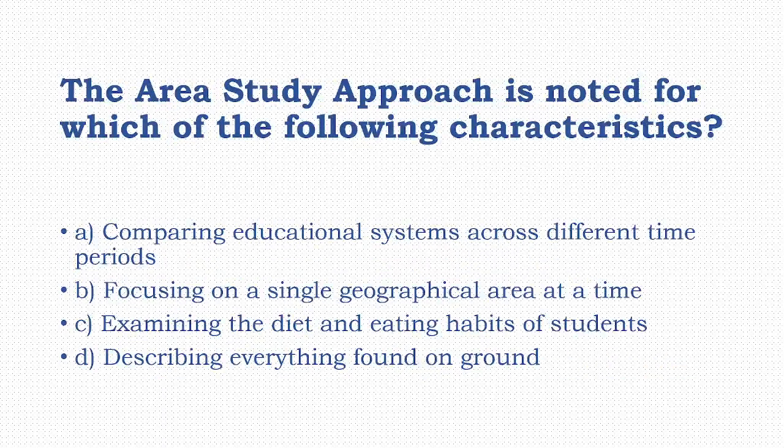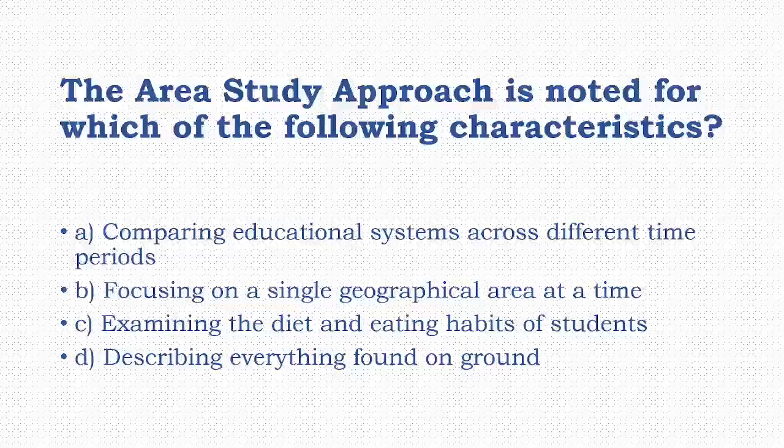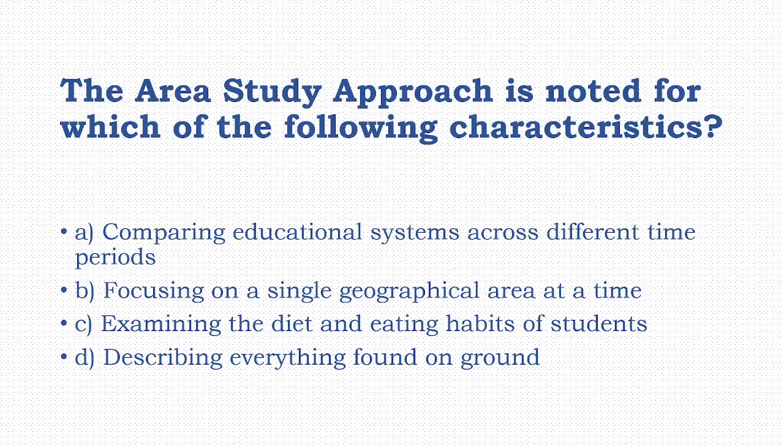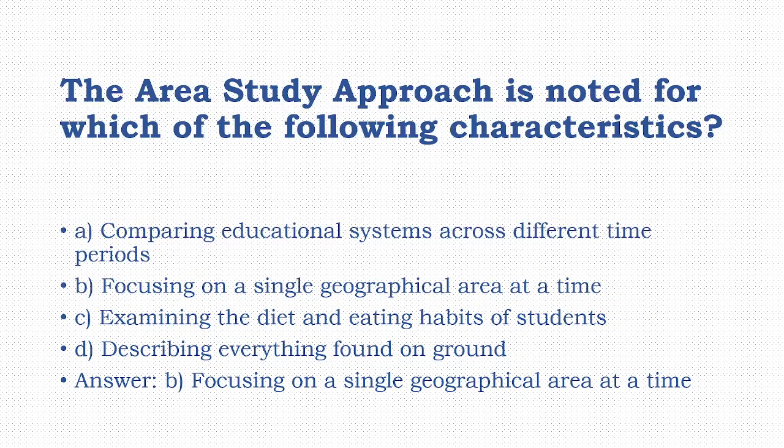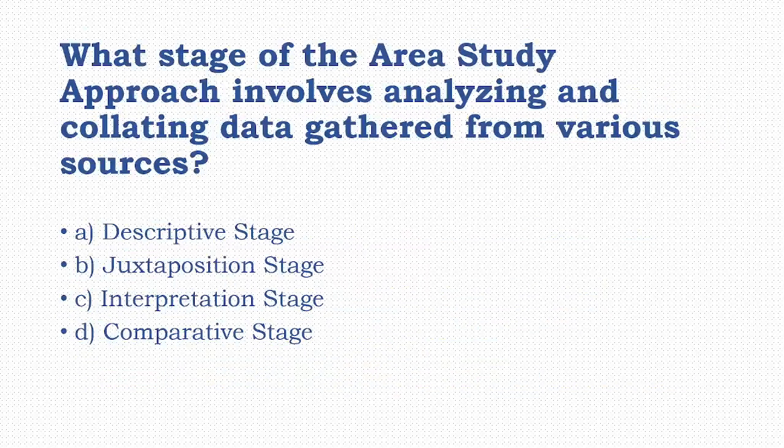Next, the area study approach is not noted for which of the following characteristics? Options: comparing educational systems across different time periods, focusing on a single geographical area at a time, examining the diet and eating habits of students, describing everything found on the ground. Answer of this question is option B, that is focusing on a single geographical area at a time.